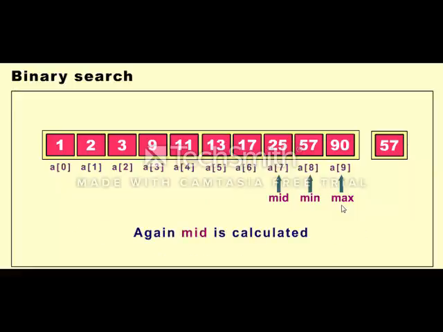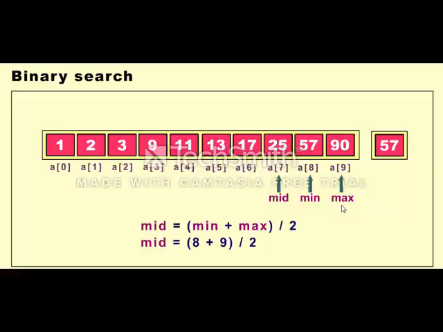hence we will move towards the next element of 25. That is, now my new min will be a of 8. Again the mid is calculated. Now what is the value of min? 8. What is the value of max? 9. So 8 plus 9 divided by 2, that is mid will be 8.